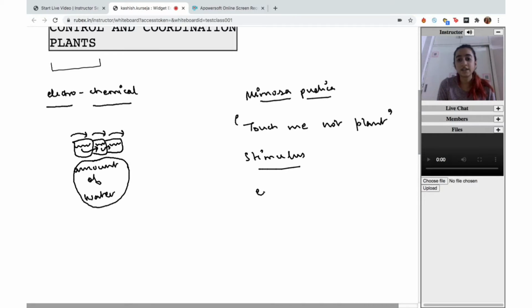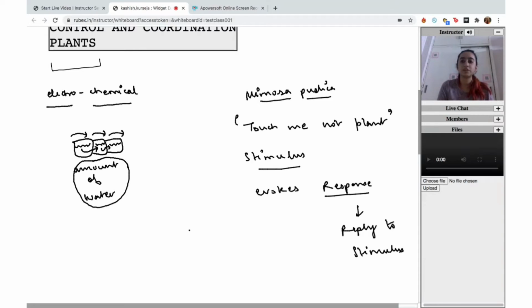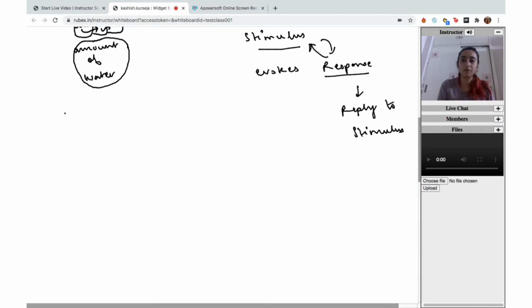Stimulus क्या है? It is anything which evokes the response. ठीक है? And what's the response? It's your reply to the stimulus. So in the case of a touch me not plant, your touch becomes the stimulus and the folding of the leaf becomes the response. So what do the plants do? They show a stimulus response kind of a relation. Okay, that is how they operate. They show responses to a number of abiotic factors, and we're going to study some of these movements.